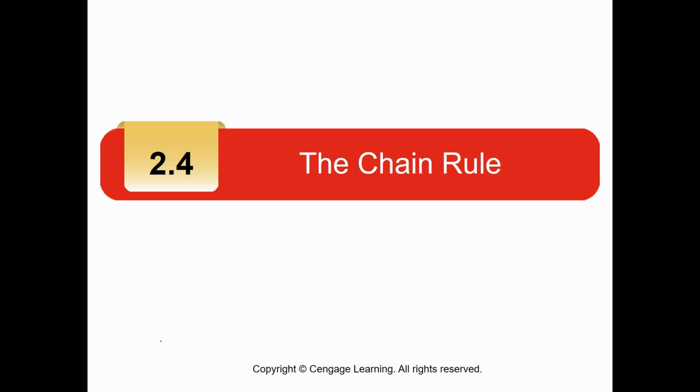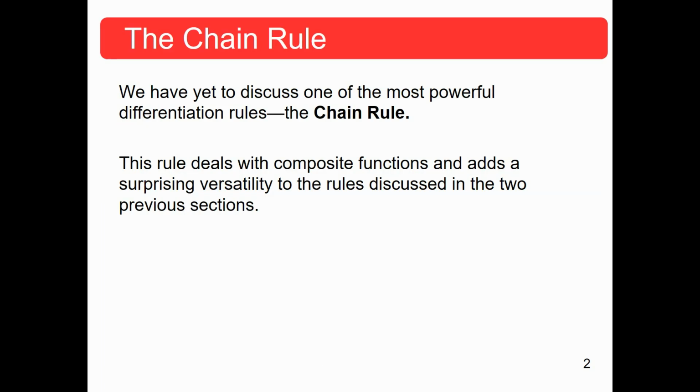Looking at starting 2.4 with the chain rule. Now, we haven't discussed the chain rule yet, and it is one of the most powerful differentiation rules that we have. The rule deals with composite functions. Okay, so we're talking about functions within functions. And this is going to add a lot of versatility to all of the other rules that we've already learned.